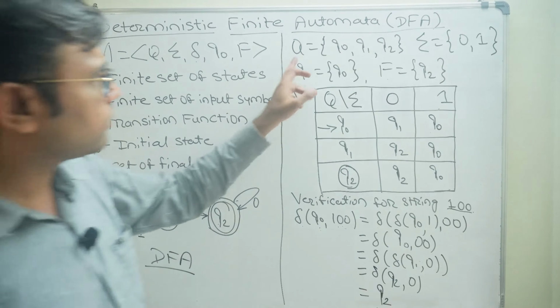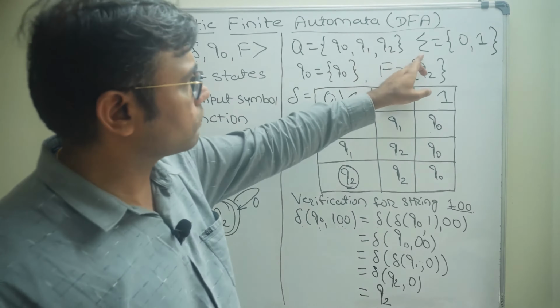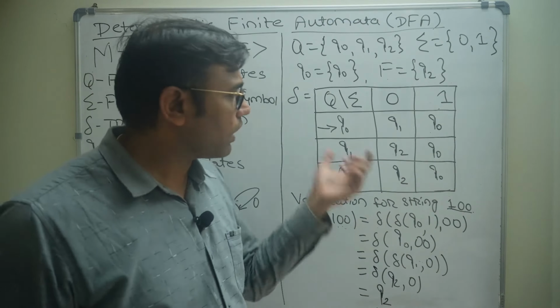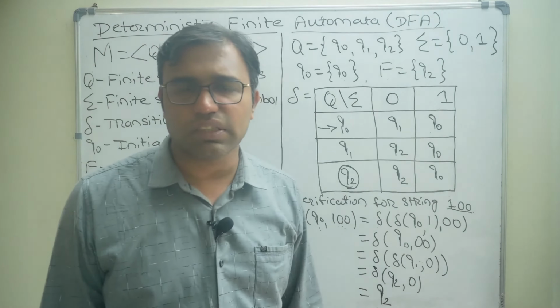So let us see the values. Capital Q is equal to {Q0, Q1, Q2}. Sigma is equal to {0, 1}. Q0 is equal to Q0. F is equal to {Q2}. So what is F? F represents the final state. Now the remaining part is del. Del is nothing but the transition function, which is defined by a transition table.